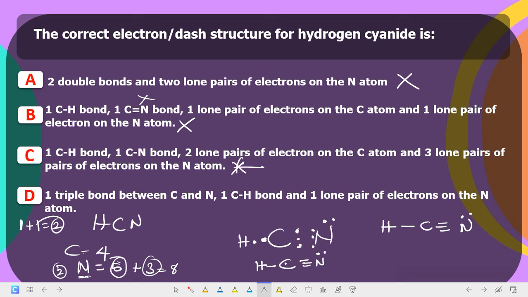It's 1 carbon triple bond nitrogen bond that we have there. So we have one triple bond between carbon and nitrogen, that is correct. One carbon-hydrogen bond, that is correct. And one lone pair of electrons on the nitrogen atom. This is very, very correct. So the correct answer to this question is option D. Option D is the correct answer to this question.